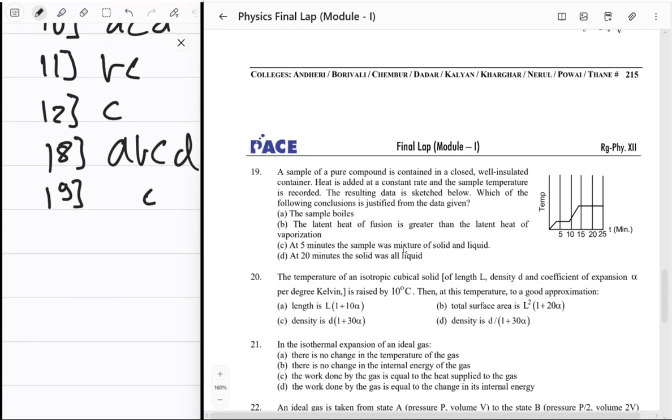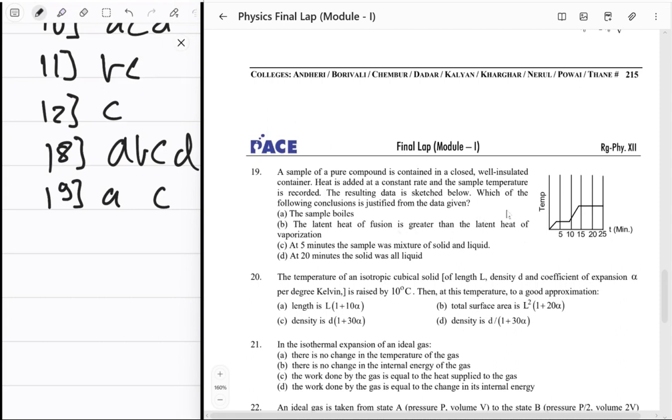What else is there? At 20 minutes the solid was all liquid. At 20 minutes it is no. All liquid is not right, because this is the liquid curve and then it's going from liquid to gas, and latent heat is constant over this time. So it is not all liquid. Some part of it is gas. So D is wrong. What else? The sample boils. Of course it does, as you can see. So A is correct. And is B correct?